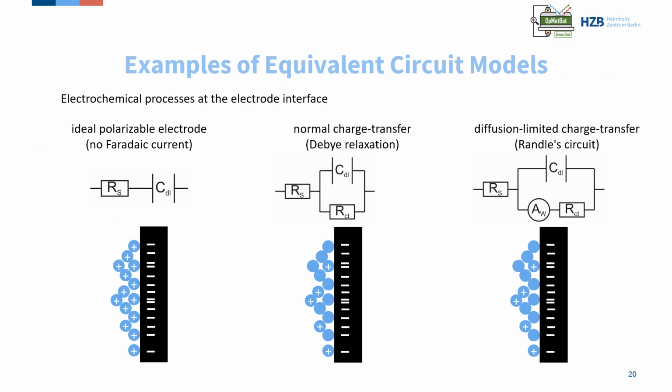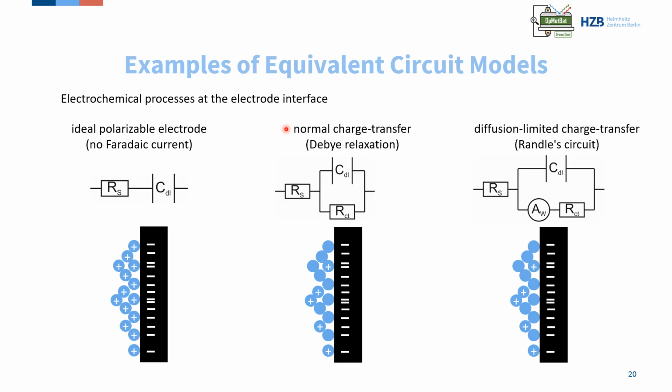As already mentioned, there can be different electrochemical processes at electrode interfaces. In the first case of a polarizable electrode, there is no charge transfer and no Faraday current, so that only the solution resistance and the capacitance of the ion double layer are present. This means that the charges remain in the ions, which are located at the electrode surface, and no electrons are transferred from the electrodes.